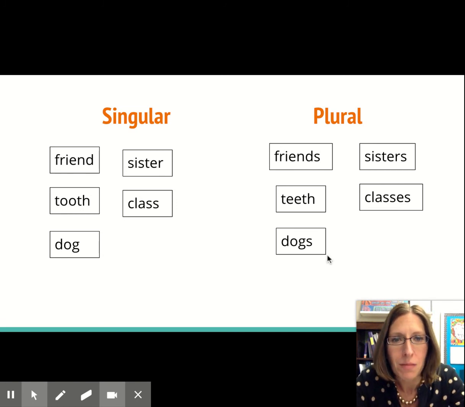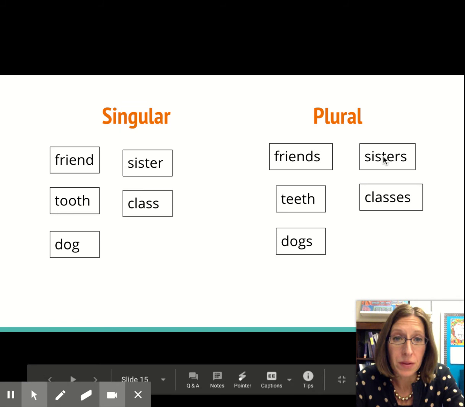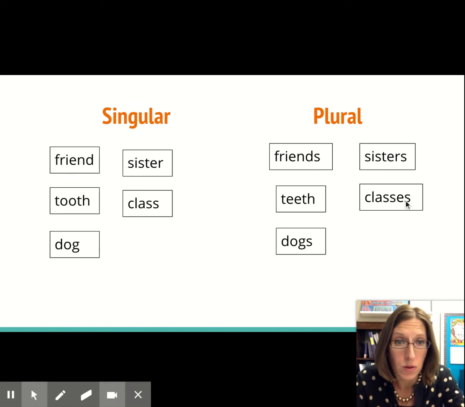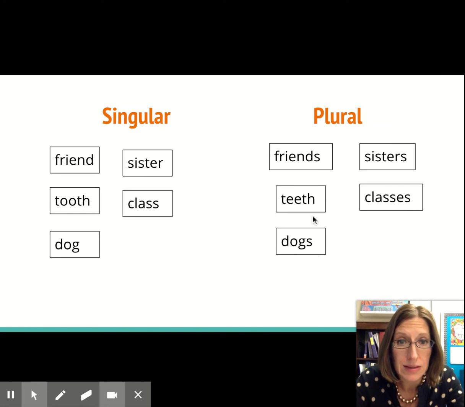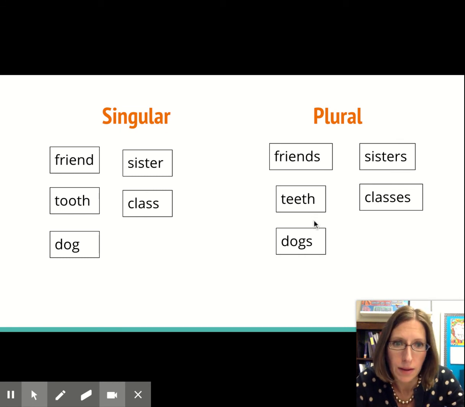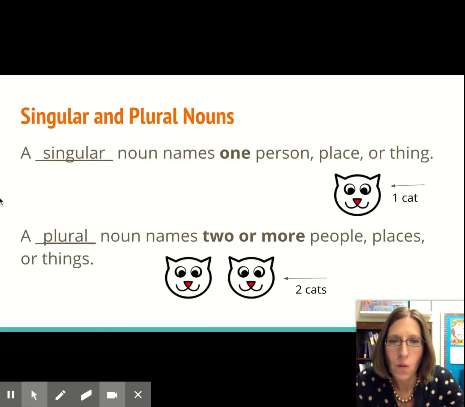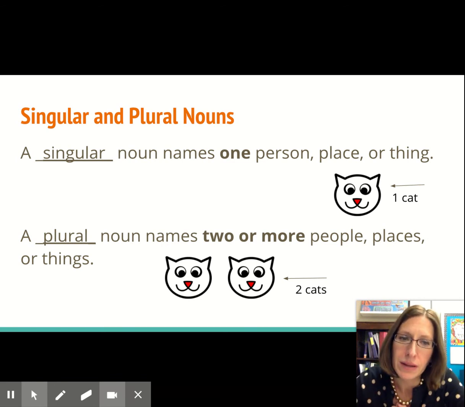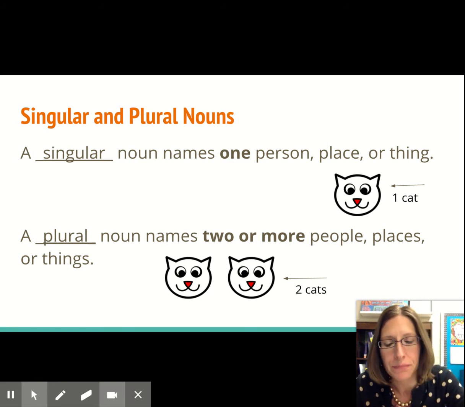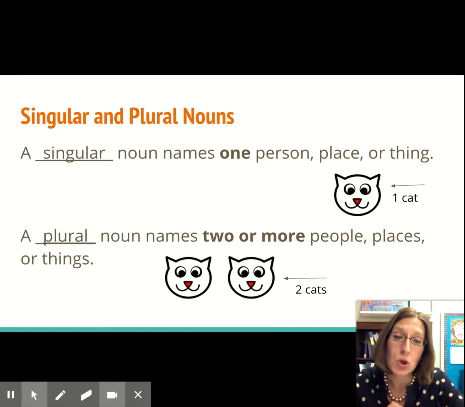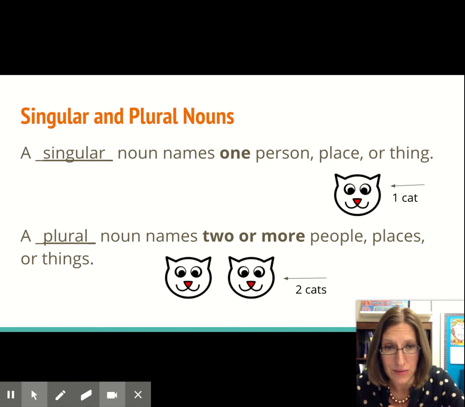So you will notice that most of the words that are plural end with s. There's the s, there's an s, ooh, here's an es, there's an s, and then this one is one of those called irregular nouns, when we actually have to change the spelling. So to review, a singular noun names one person, place, or thing, like one cat. And a plural noun names 2 or more people, places, or things, like 2 cats.